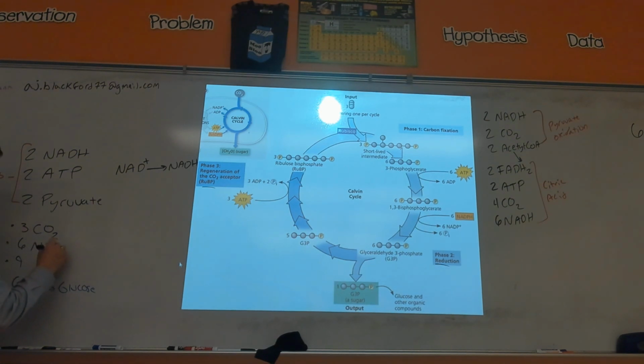Okay. For contractual obligations, I can't rap the rest of the song, but you have to put in 6 NADPH, 9 ATP, and 3 CO2 to make 1 G3P. Why that makes sense is because G3P is a 3-carbon sugar. If I want to make glucose, I would need times 2. I would need 2 G3P.